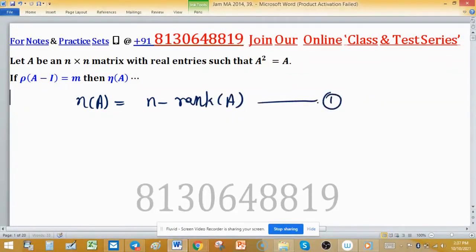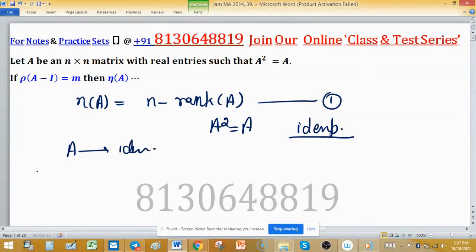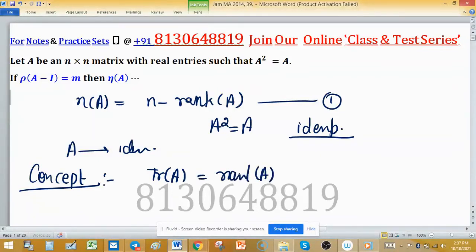Call this equation 1. It is given that A square equals A, and this is the defining condition of an idempotent matrix. So A is an idempotent matrix. Then the concept used to solve this problem is: if A is idempotent, then I can write trace of A equals rank of A.